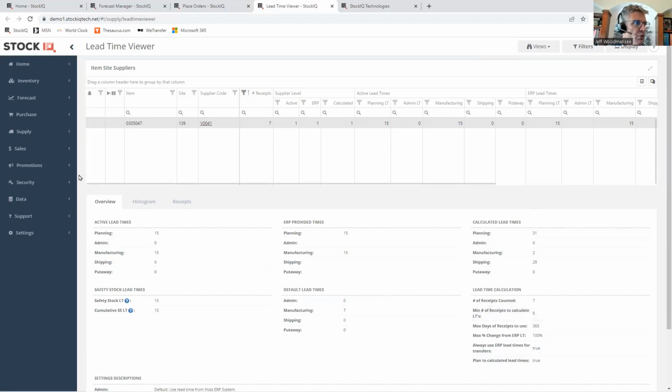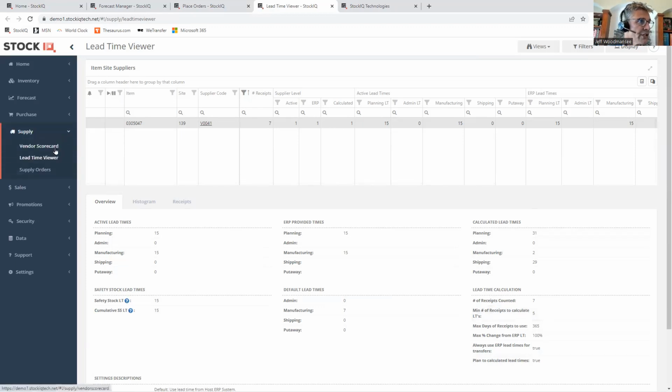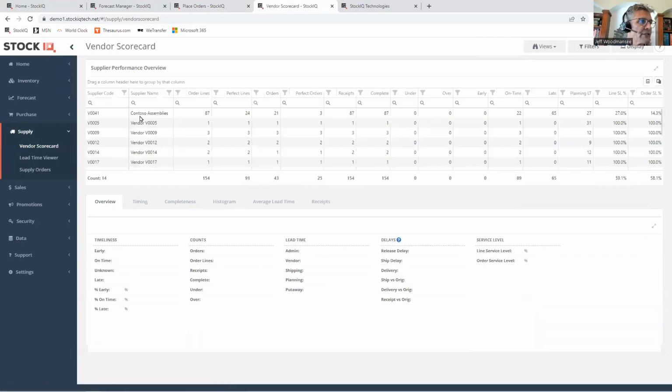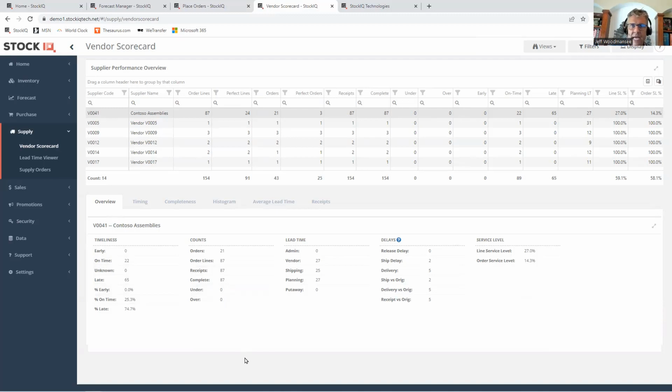And then these numbers roll up into a vendor scorecard. And so all of the individual lead times you can then see at a vendor level, how many of them have been early, how many have been on time, late, how complete were they? And this information is great when it's time for a vendor review or vendor negotiations, especially when it comes to price, because you can reference their performance over the last year.